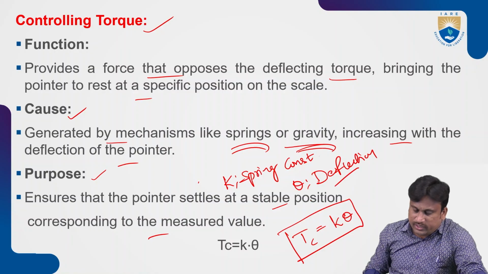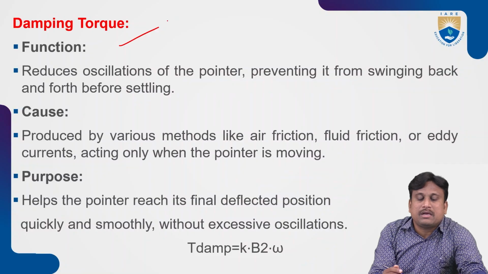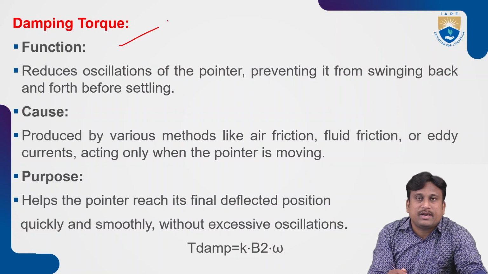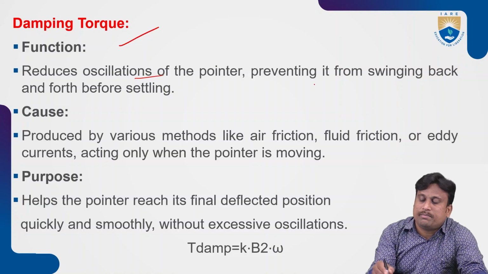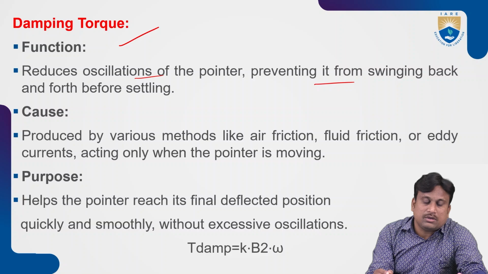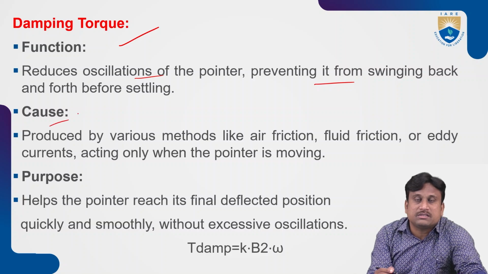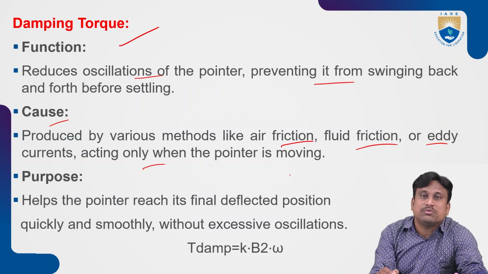So likewise we can see the controlling torque phenomena. Coming to the damping torque mechanism, it reduces the number of oscillations of the pointer and prevents it from swinging back and forth before settling down. The cause is produced by various methods like air friction, fluid friction, and eddy currents, which act only when the pointer is moving.